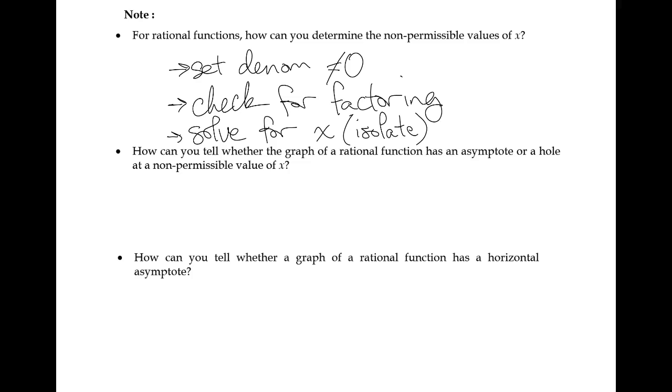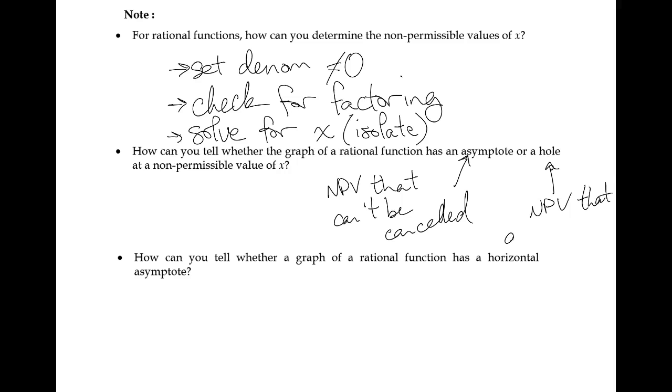Okay, how can you tell whether a graph of a rational function has an asymptote or a hole? Well, as I mentioned previously, asymptotes are non-permissible values that can't be canceled out. Whereas holes are non-permissible values that are not left in simplified form, or not apparent in simplified form.